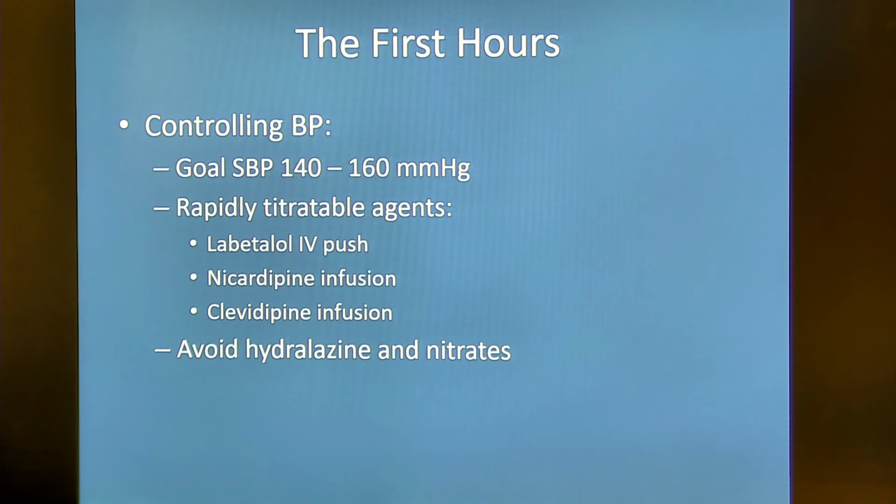When controlling blood pressure, you want to use a rapidly titratable agent. Typical agents used are labetalol IV push, nicardipine infusion, and clevidipine infusion. You want to avoid hydralazine and nitrates due to their role in causing worsening vasodilation in the cerebral arterial circulation.